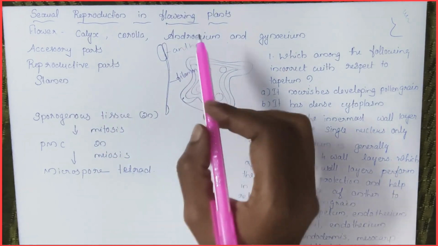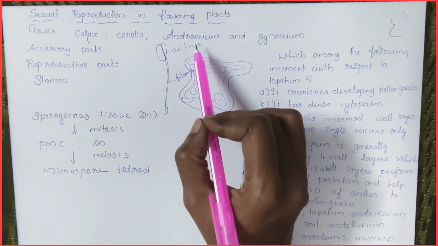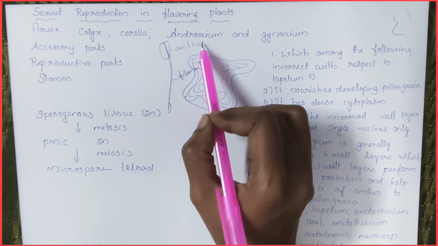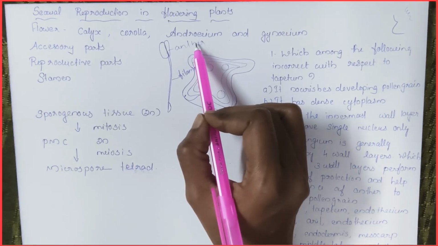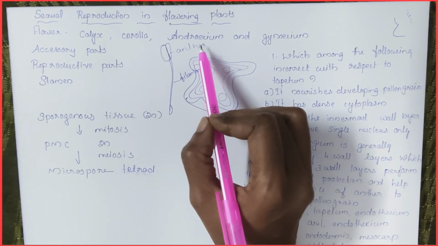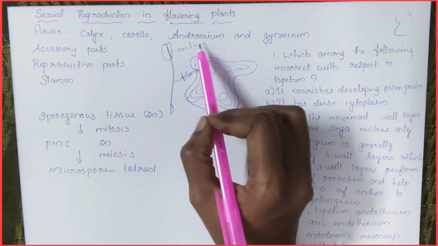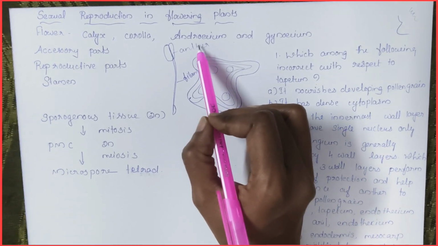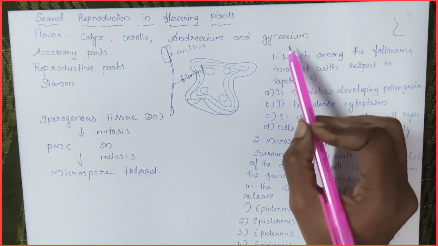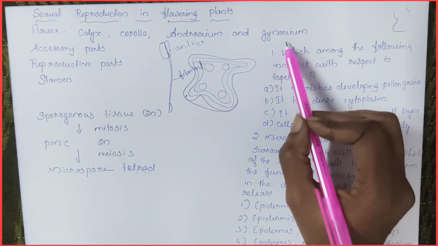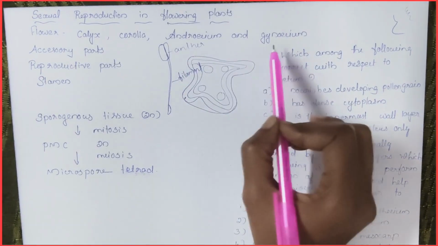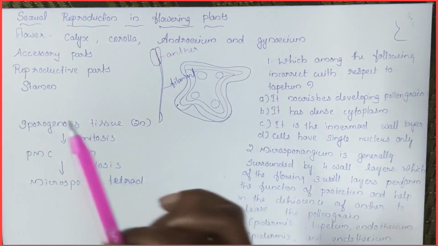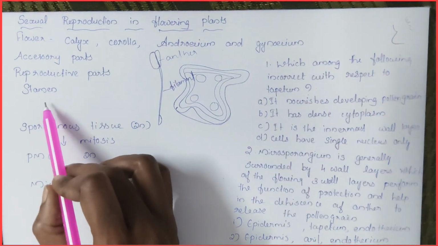Next, if only androecium or stamen is present in a flower, you can say it is a unisexual flower or it is called a staminate flower. Only androecium means one part of the flower, that is the male part, so that is called a unisexual or staminate flower. If only gynoecium is present, then you can say it is a pistillate flower. If both parts are present in the same flower, then it is called a bisexual flower. Example, hibiscus.